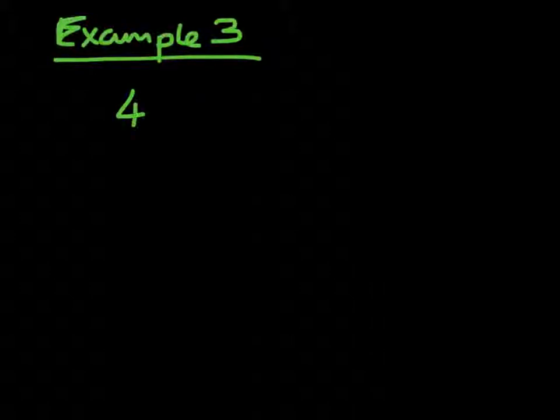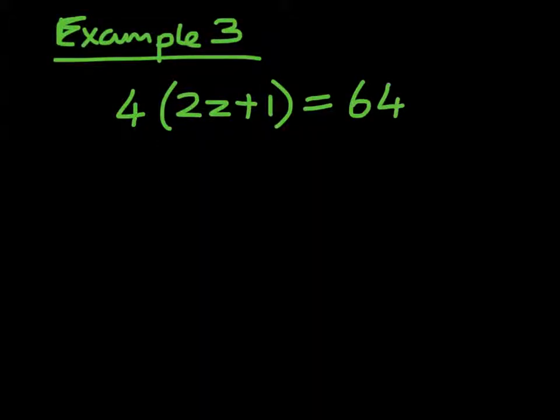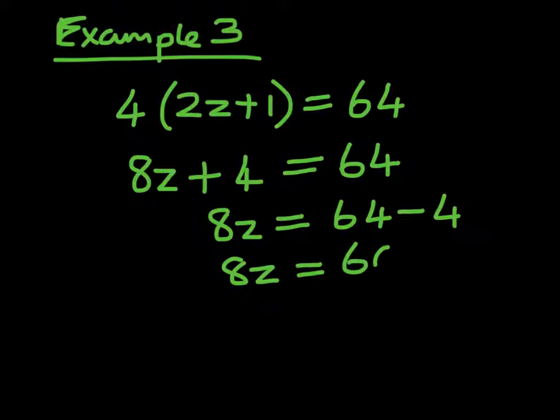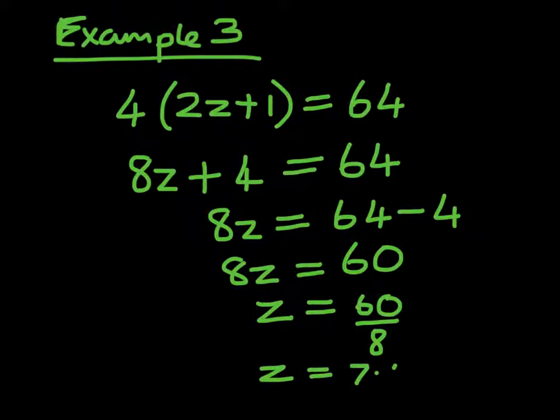Example 3 is 4 bracket 2z plus 1 equals 64. We have a bracket. There's two ways of solving it. The first way I'll show you is by expanding the bracket. So if you expand the bracket, you get 4 times 2z is 8z, 4 times 1 is 4, equals 64. And you subtract the 4, so the inverse of add 4 is subtract 4. So 8z equals 60, and then z equals 60 divided by 8. So z equals 7.5.